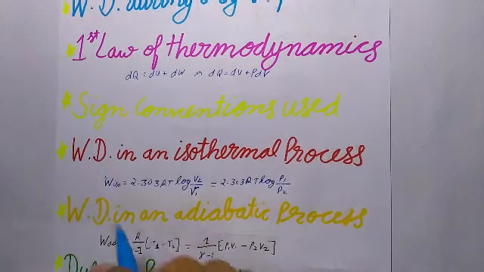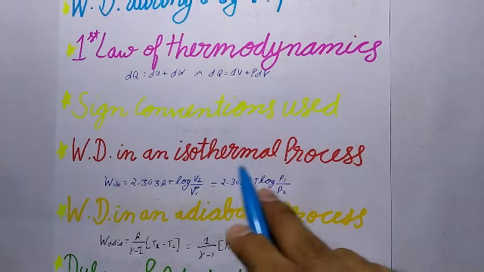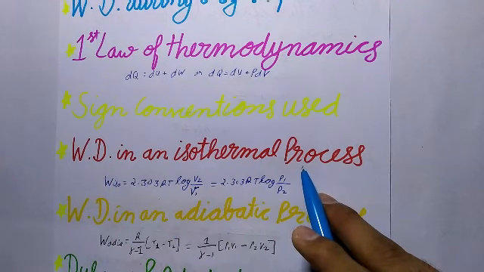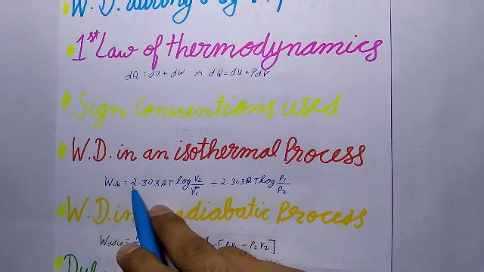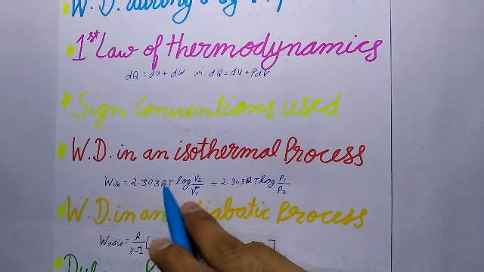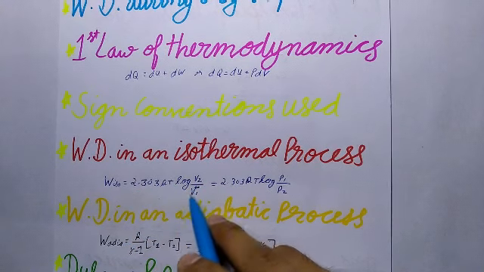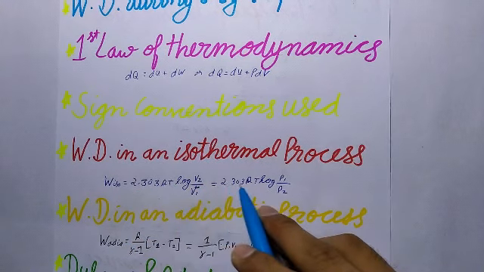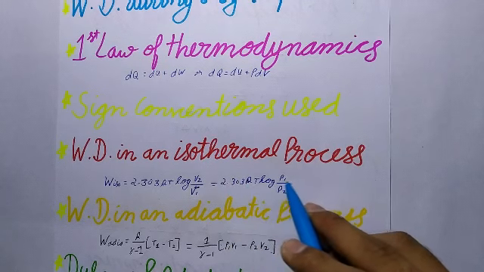Now next is work done in an isothermal process. Work done when 1 mole of a gas expands isothermally is equal to 2.303 RT log V2 upon V1, which is equal to 2.303 RT log P1 upon P2.